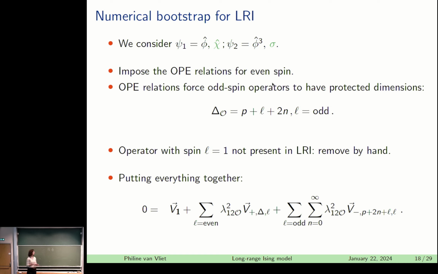Okay, and then if we input everything, we can write the crossing equation in this form so that it's a single equation. The important part is that this is the equation that's then ready to be put into the numerics, and we can derive some bounds on the first few operators that appear in the spectrum.